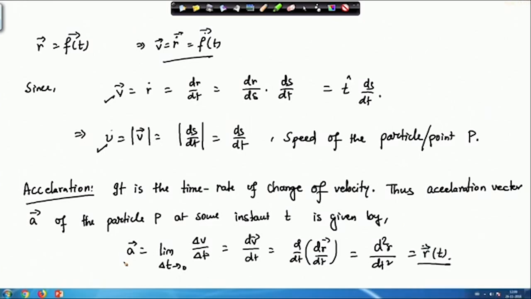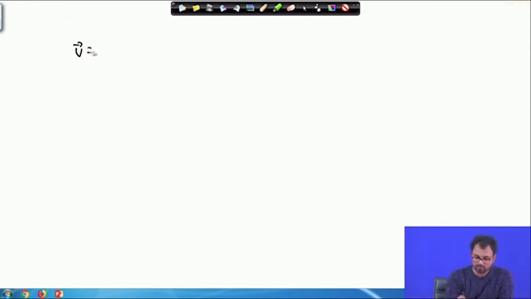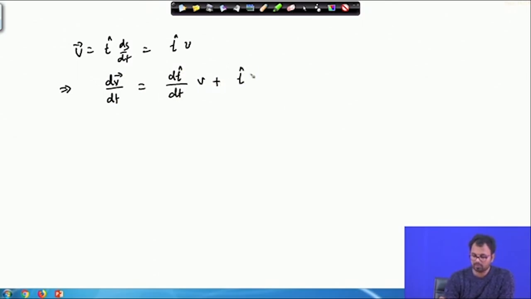Now, in this equation, v is equal to, let us say, t cap times small v. So, we have v is equal to t cap times ds/dt. So, I can write it as t cap times small v. This small v is scalar, and this capital V is a vector. If I differentiate both sides, then dv/dt is equal to dt/dt times v, and then t cap times dv/dt. So, this v is scalar.